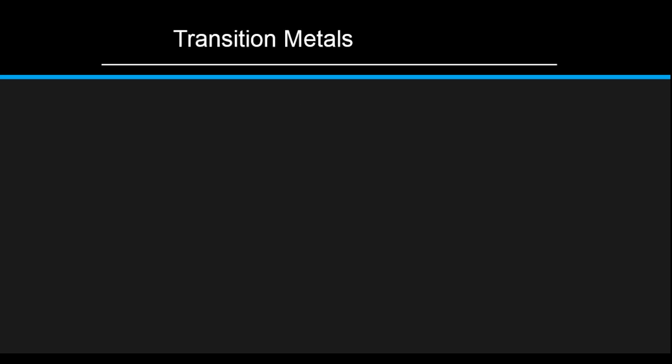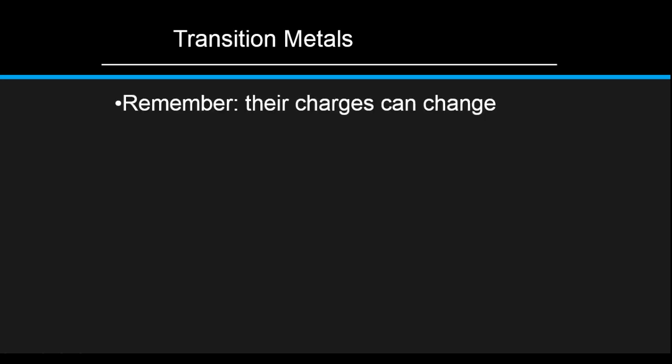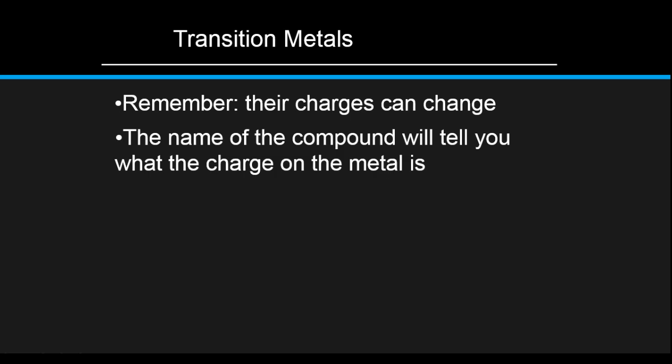Where this gets harder for some people is when you start to deal with the transition metals. Those are any metals from that middle section of the periodic table. The problem with transition metals is their charges can change. Iron, for example, can be +2 or +3, so it's different in different compounds. To deal with this, the name of the compound will tell you what the charge is. Here's how it does it.